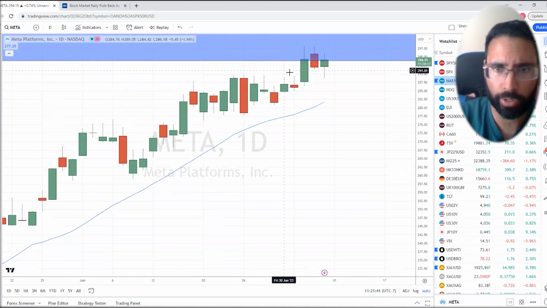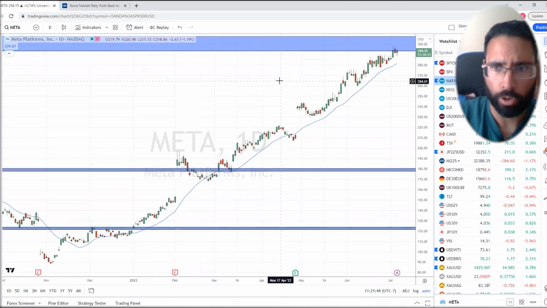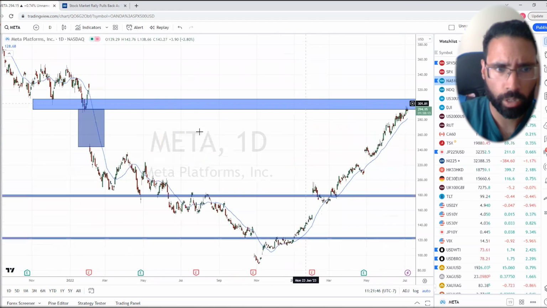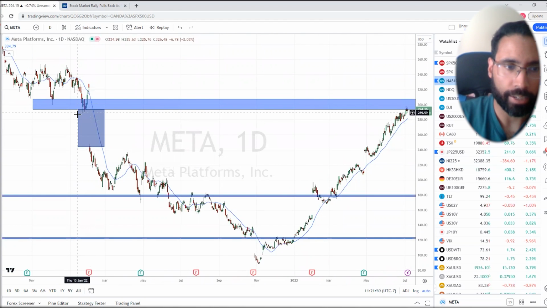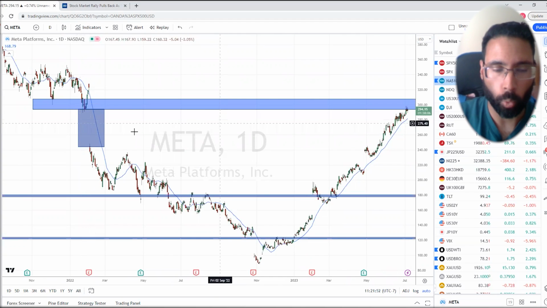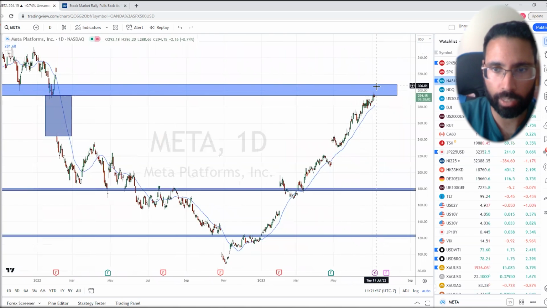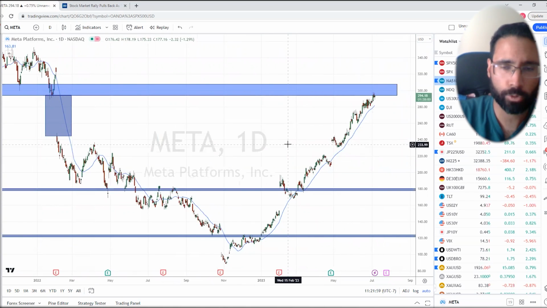So a very, very significant area of resistance, not only because it's that 300 zone, but as I said, it's this gap here, right? This major gap. It could be filled. So what happens if it's filled, folks? Well, if we get a close above the 295, 300 zone, and it has to be, as I said, a very, very strong green candle, then it's a super, super bullish sign.